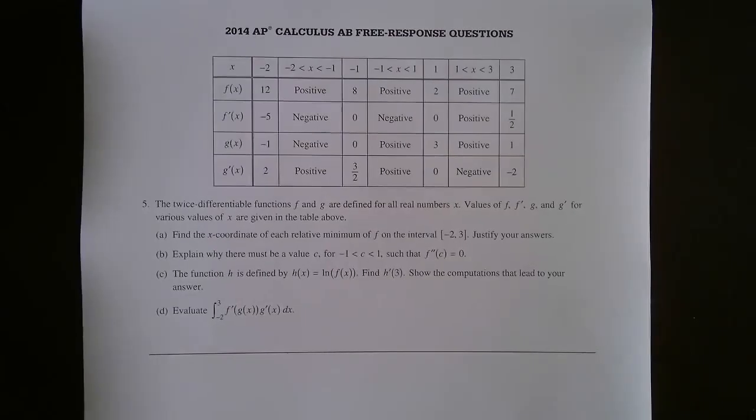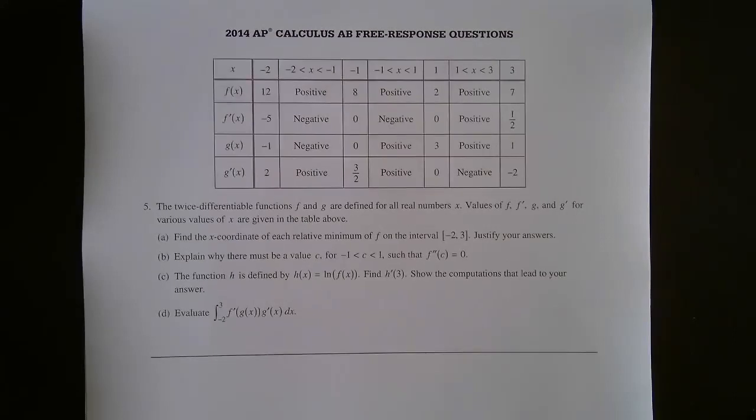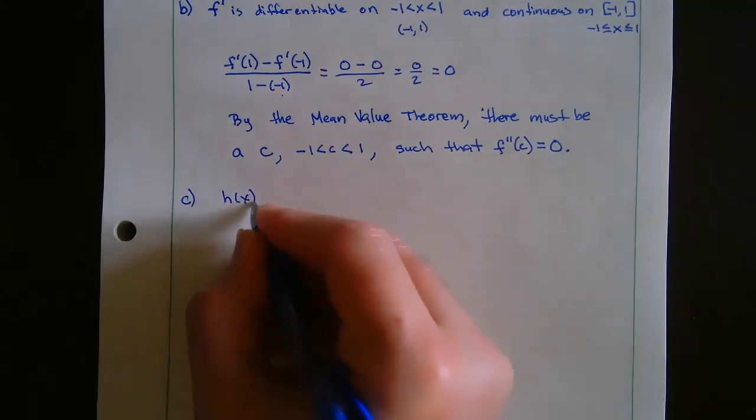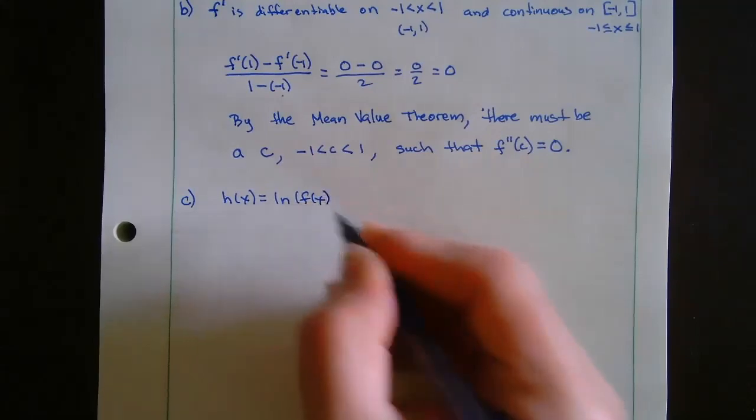Okay, so part C is the function h is defined by h of x is equal to the natural log of f of x. Find h prime of 3 and show the computations that lead to your answer, okay? So they're measuring you on the chain rule. Do you understand the chain rule, okay? So let's go ahead and write down h of x and what it's equal to, and then let's find the derivative and then put 3 in, okay? So let's go to part C on their paper. So part C, we know that h of x is equal to ln of f of x, right?